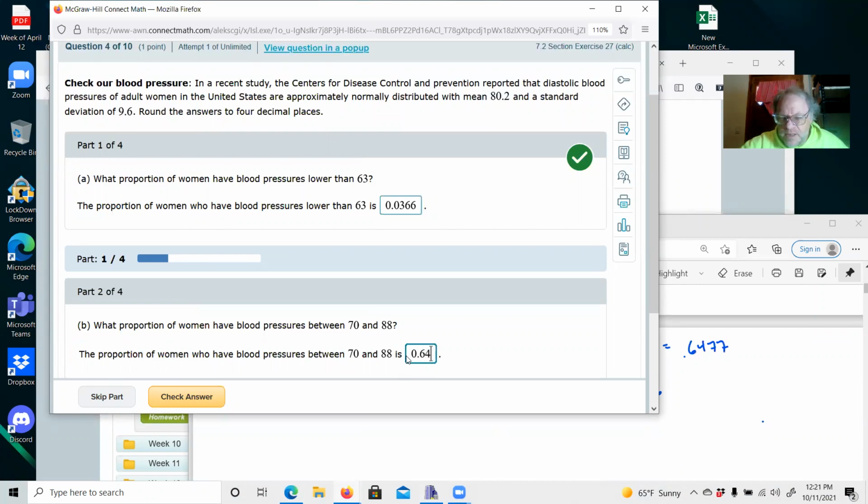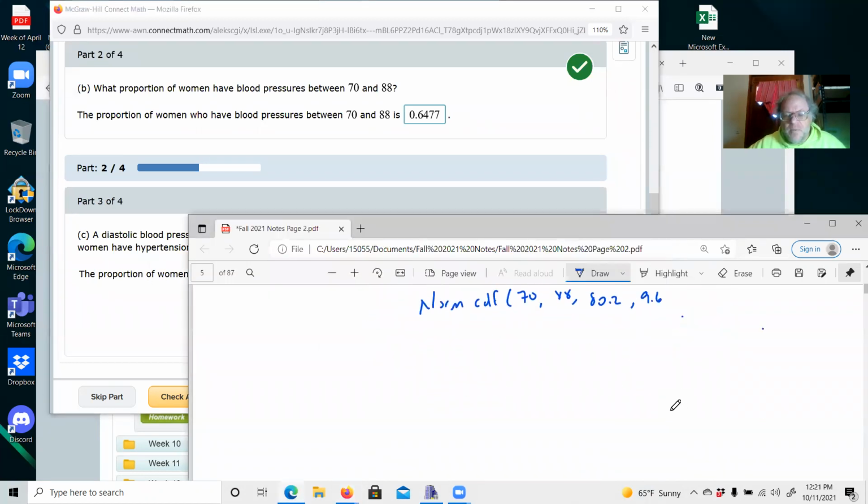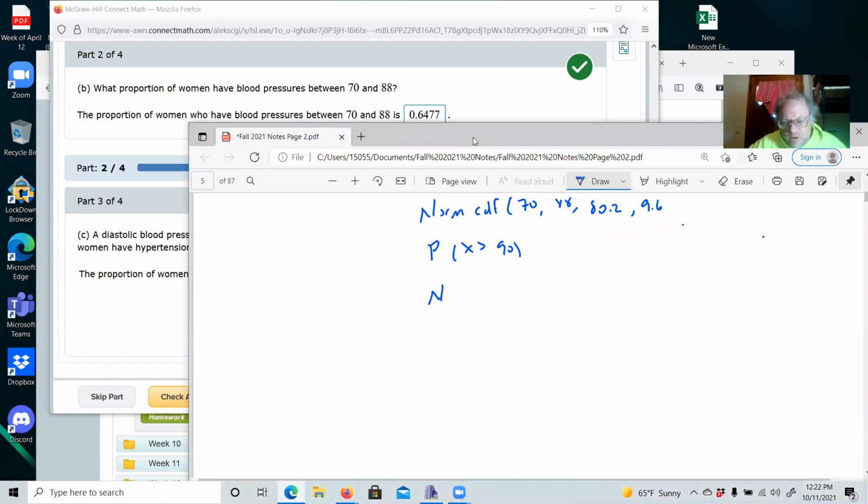Diastolic blood pressure greater than 90 is classified as hypertension. That's definitely the bottom number. What proportion of women have hypertension? So what we want is the probability that X is greater than 90. I'm going to go with my norm CDF. 90 is my low number.